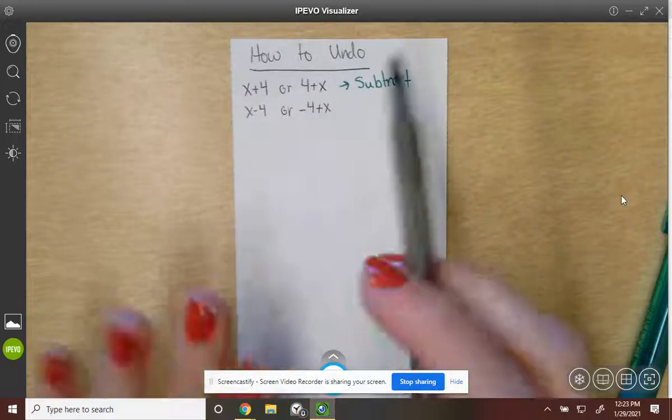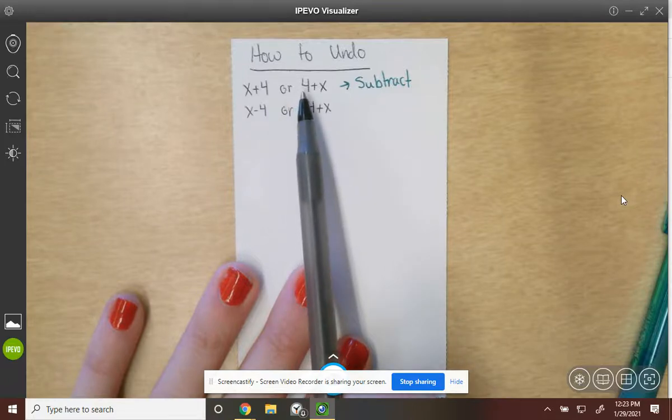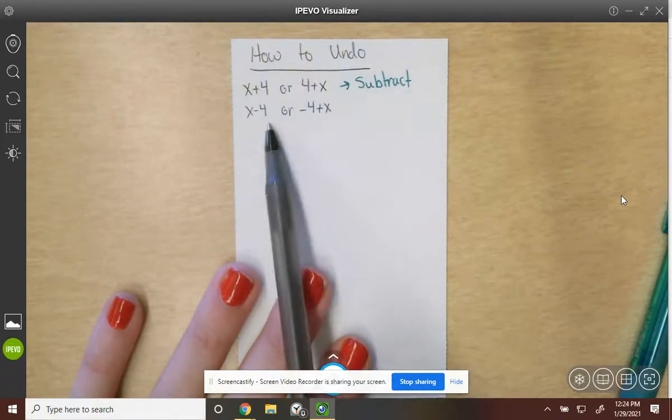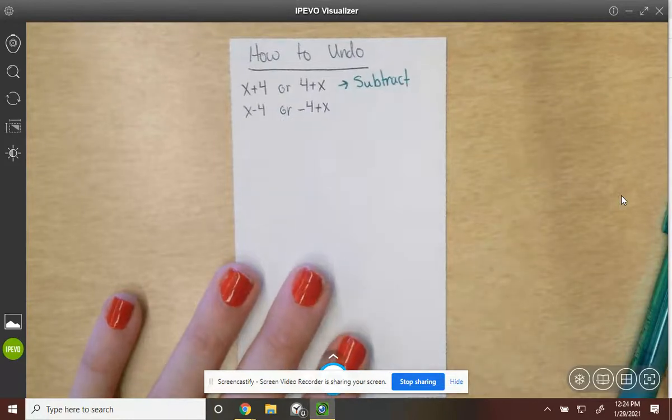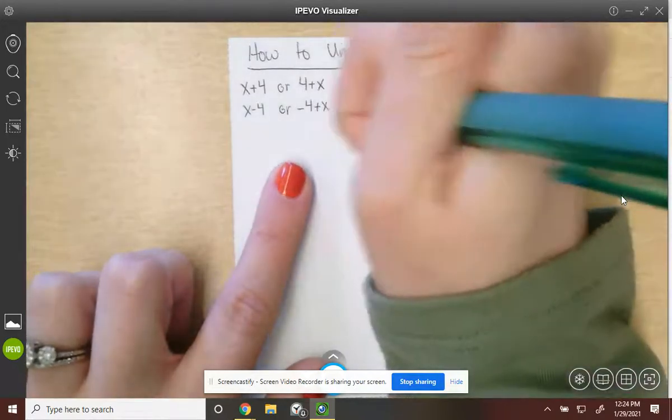Okay, so here's our note card. We're going to be talking about how to undo. If you have x plus 4 or 4 plus x, then you subtract. If you have x minus 4 or negative 4 plus x, what are you going to do? You add, yep, to undo.